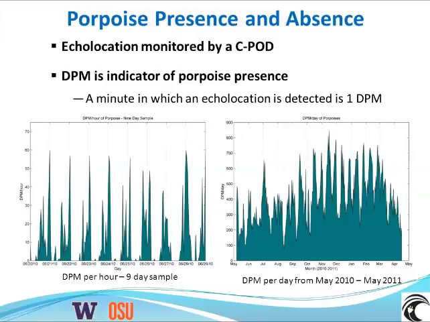And the way we classify that presence and absence is by detection positive minutes. That's a minute in which the CPOD detects an echolocation that's classified then as harbor porpoise. And in the bottom left, you're seeing a sample over 9 days of detection positive minutes per hour. You can see a very clear daily pattern in the received detections. There's certainly more at night than in the morning.